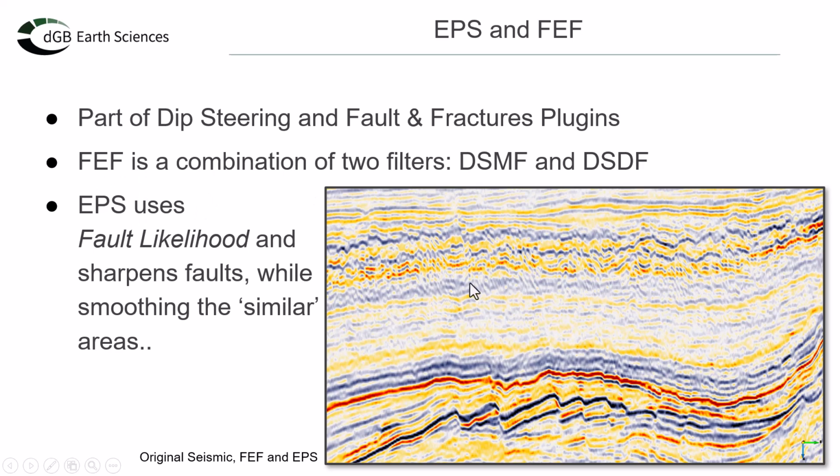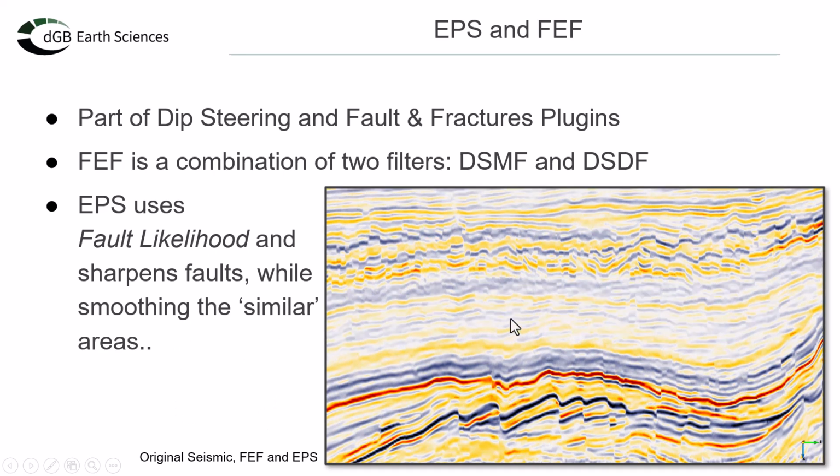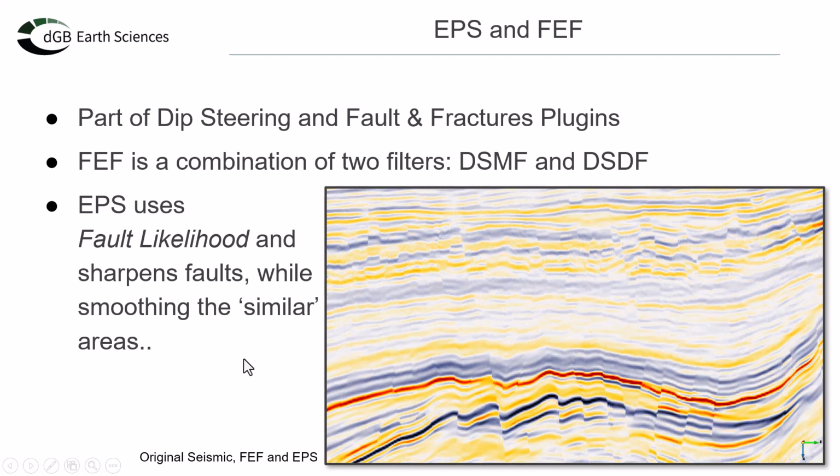As mentioned, the fault enhancement filter is a combination of two filters, the dip steered median filter and the dip steered diffusion filter. The edge preserving smoother, on the other hand, uses fault likelihood, and where we have faults, we sharpen those, and where we have just good seismic, we smooth it out. So here's an example of the fault enhancement filter, and here is an example of the edge preserving smoother.